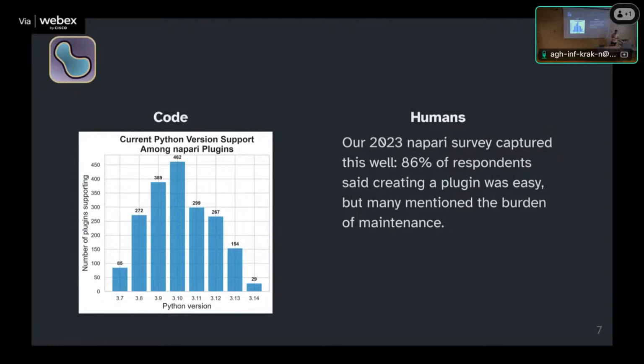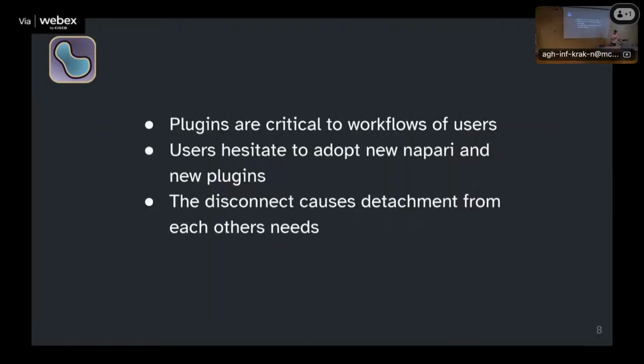And that's if we can look at it from the code perspective. From the human perspective, even 1 year after those plugin accelerator grants, when there were workshops and tutorials and online instructional materials being released, respondents to our survey said that making a plugin was easy. But then in the text entry box, the most common theme was that maintaining a plugin was hard or confusing or overall a burden.